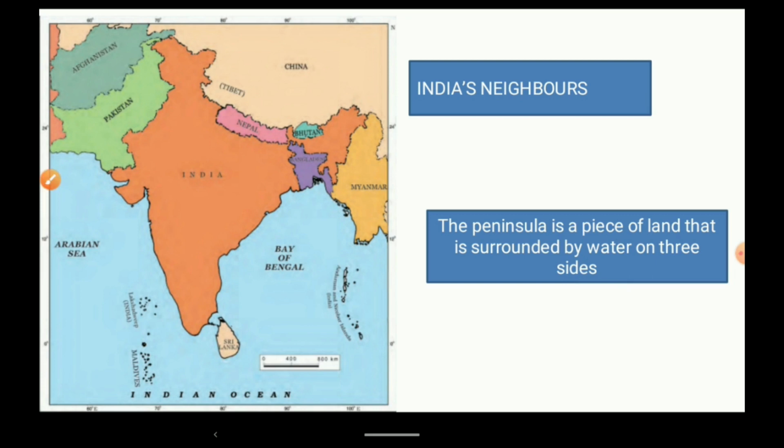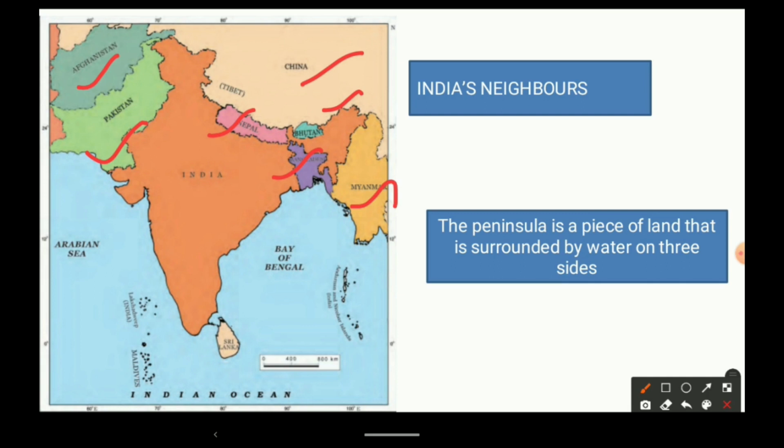Next, we are going to see about our neighboring countries. In this map, you can clearly see our neighboring countries. What are they? Pakistan, Afghanistan, China, Nepal, Bhutan, Bangladesh, Myanmar. And we also have island neighbors such as Sri Lanka and Maldives. Bangladesh shares the longest border with us, and Afghanistan shares the shortest border.